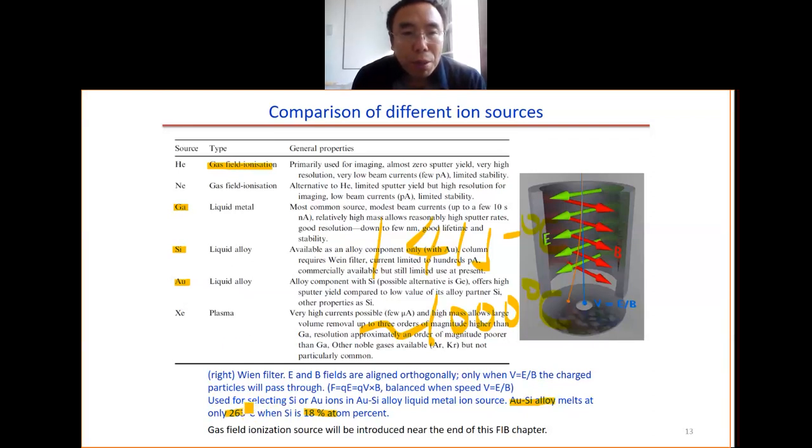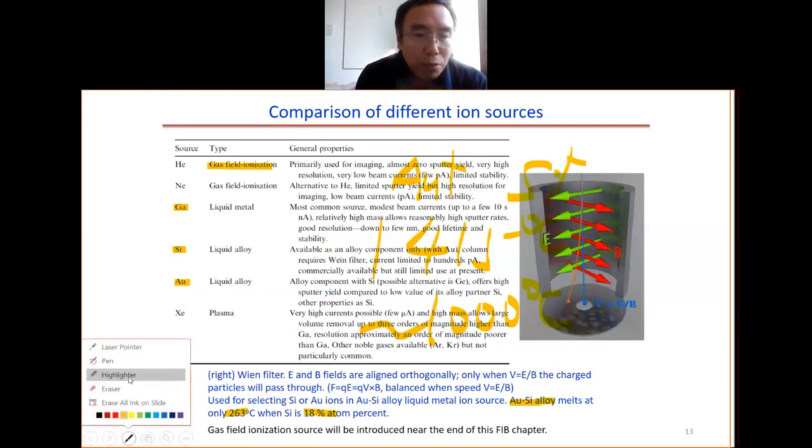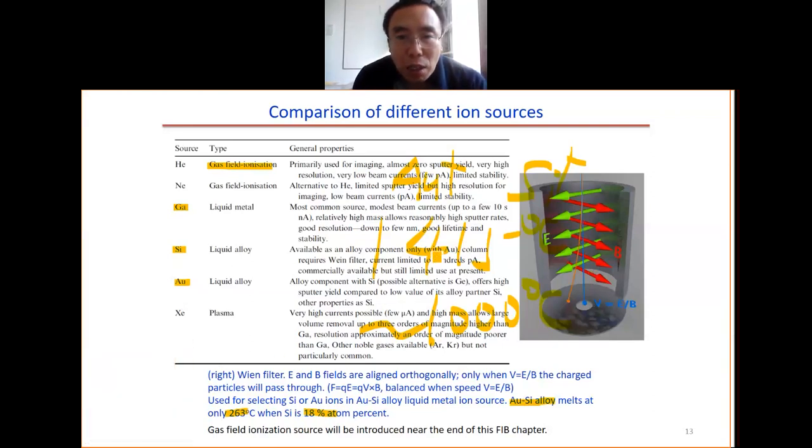But one problem: both gold ions and silicon ions will come out. So we need to pick one of the ions, not both of them. This is realized by this filter, which is called a Wien filter. This is the schematic of the Wien filter to pick up either gold ions or silicon ions, but not both.